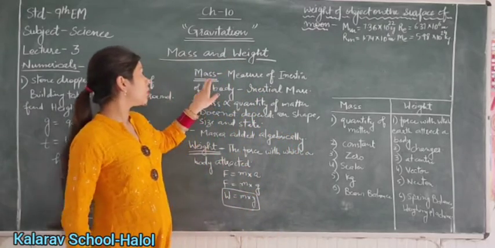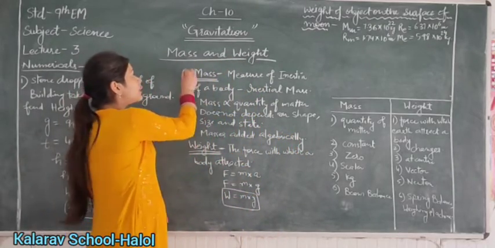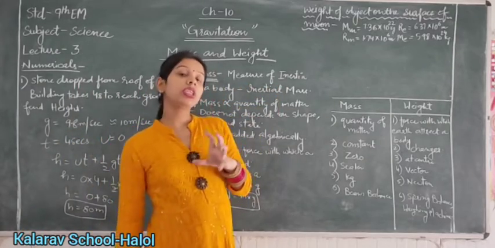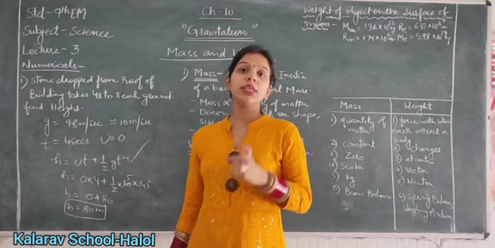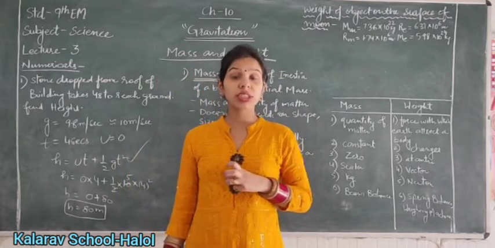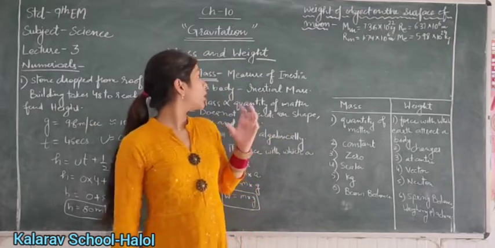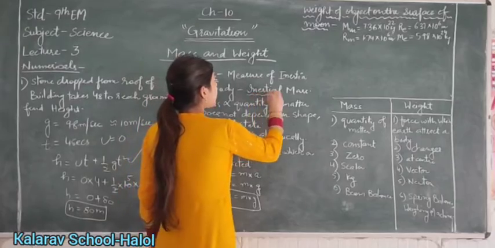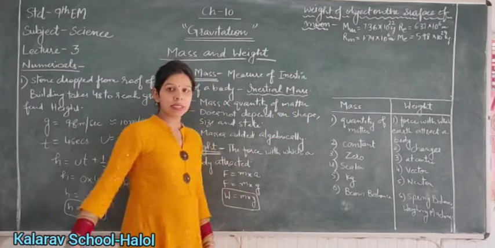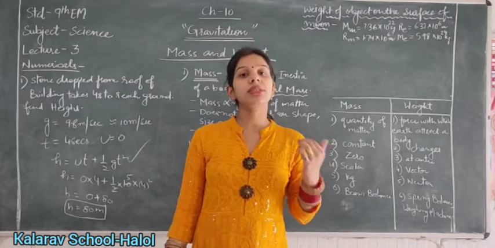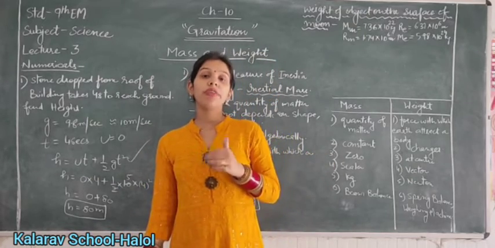Firstly, mass. Mass is the measure of inertia. Inertia we have already done. It is the tendency of a body to remain in motion or rest or change in direction. So mass is the measure of inertia of a body. That's why mass is also called inertial mass. So what is inertial mass? Inertial mass is the measure of inertia of any body.